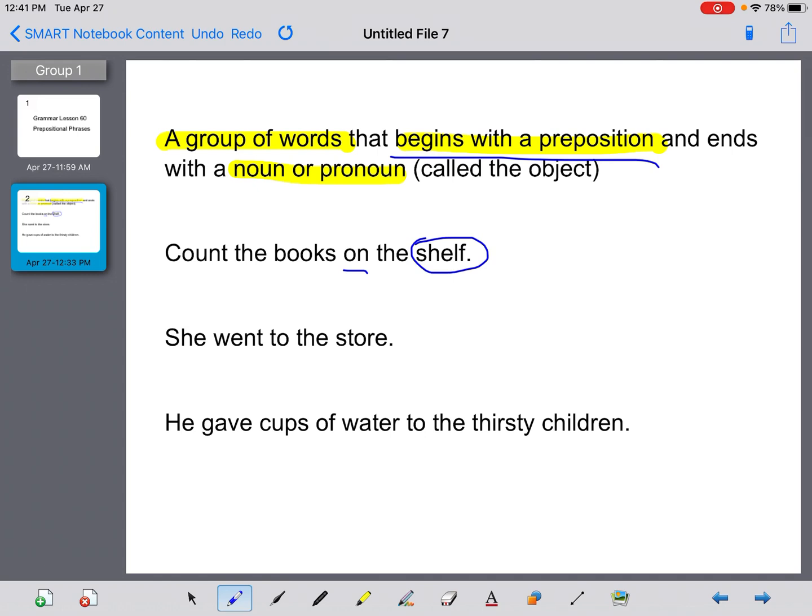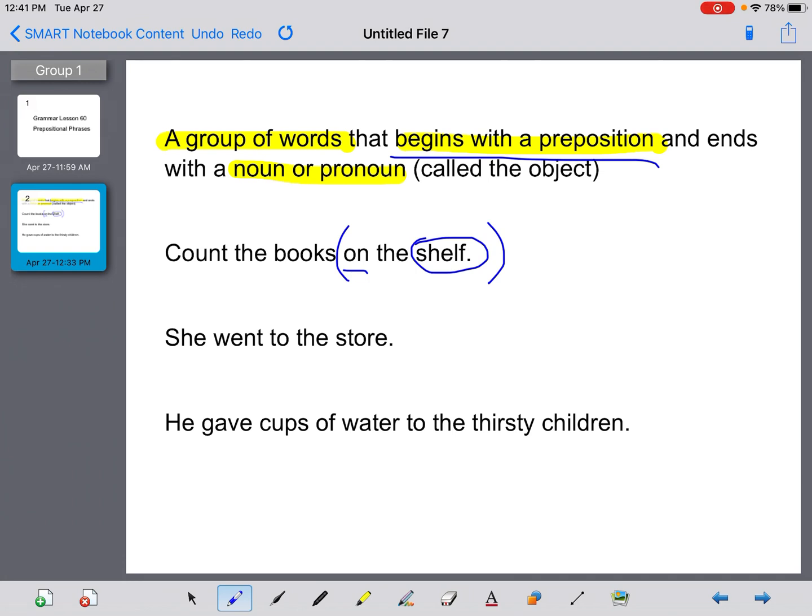So what we have here together is a group of words, and I'm going to show that with brackets because that's what you're going to do in your exercises. A group of words that begins with a preposition and ends with a noun or a pronoun. So this prepositional phrase is on the shelf. All right, let's do a couple more.